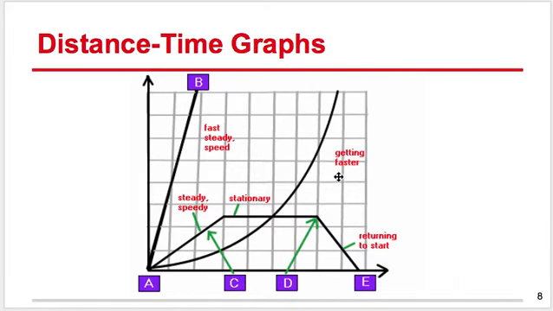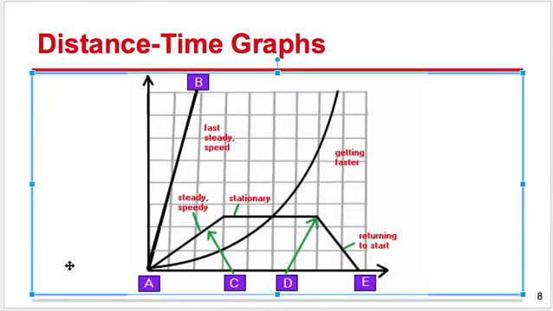Here we have this curved one. This says it's something that's getting faster. We start by not covering very much distance. Remember that up and down is distance. We don't have very much distance. We haven't gone up and down very much. And by the end of it, we're going up and down a lot more. So that means we must be going faster.